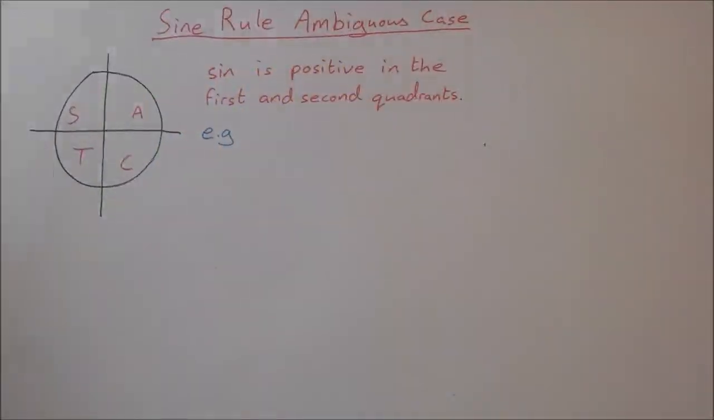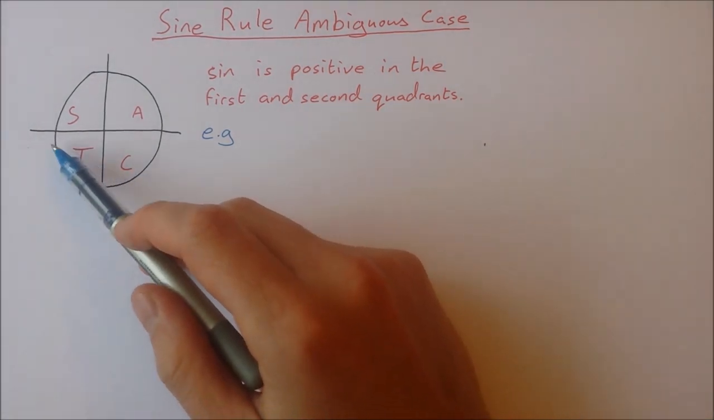Okay, in this video, I'm going to take a look at the sine rule and at an ambiguous case where we actually get two answers for the same question. Now, I'll first explain why there is an ambiguous case. For that, we need to take a look at the unit circle.